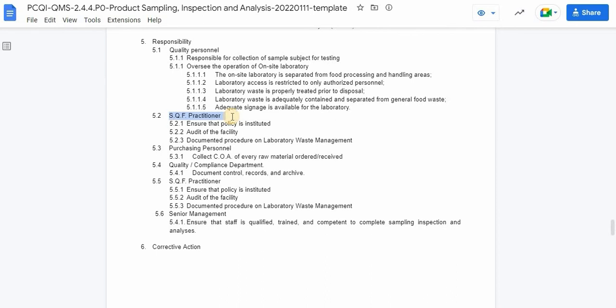Next is the responsibility of the SQF practitioner. Ensure that policy is instituted, audit of the facility, and documented procedure on laboratory waste management. For the purchasing personnel, collect COA of every raw material ordered or received. For the quality or compliance department, document control, records, and archive. And for the senior management, ensure that staff is qualified, trained, and competent to complete sampling inspection and analysis.